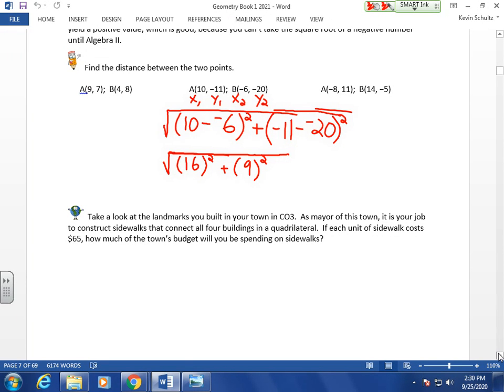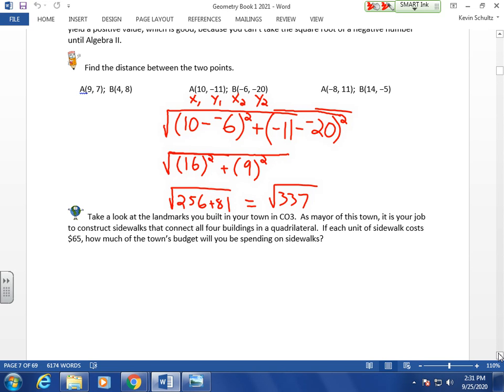If you get a perfect square as an answer, then yes, you can simplify it or take the root of it. So, okay, 16 squared is 256. 9 squared is 81. And so the length of this segment, you would add 256 and 81, and I believe we get 337. Is that what people are getting? Yeah. Okay. Good.